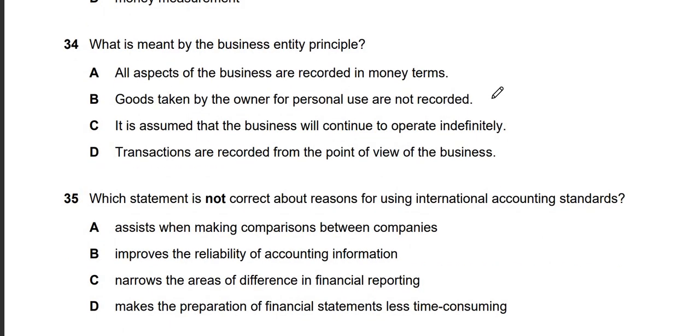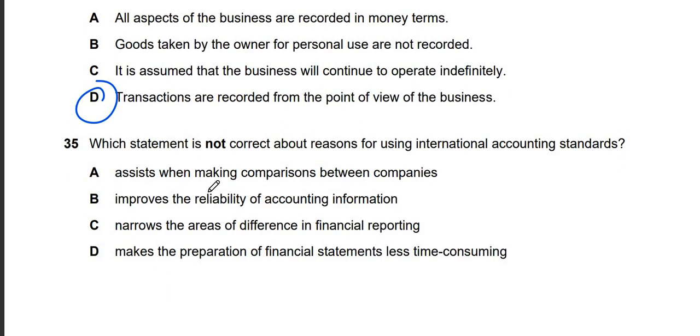Question 34. What is meant by business entity concept? Basically, the business entity concept principle states that transactions are recorded in business books from the point of view of the business. So the answer is D. Which statement is not correct about reasons for using international accounting standards? International accounting standards assist in making comparisons between companies by improving reliability of accounting information, but it does not make preparation of financial statements less time consuming. So the answer is D.